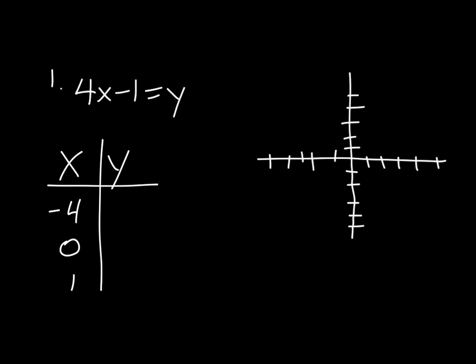This one is nice because it is already solved for y. Super nice. So we're going through each one. y equals 4 times -4 minus 1. What is that? -17. So we came up with a coordinate: -4, -17. Now, I wouldn't have picked -4, but it works.